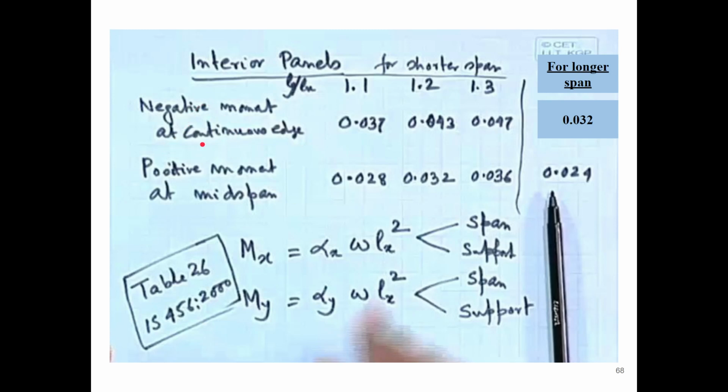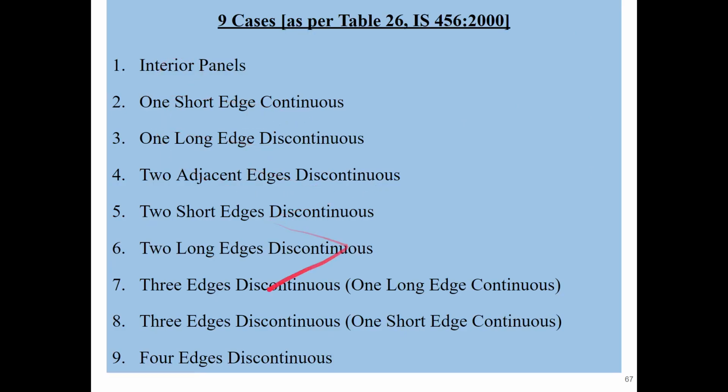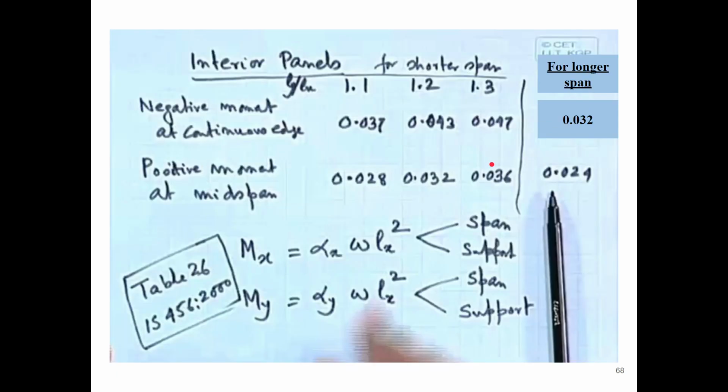These coefficients, negative moment and positive moment, we have to just multiply with our W into Lx, where W is the total load, and this value is constant. So these coefficient values we have to change accordingly. So that is for the interior panel. Similarly, for other cases also, it is given in Table 26. Please refer to that. So with this we come to the end of today's lecture part.